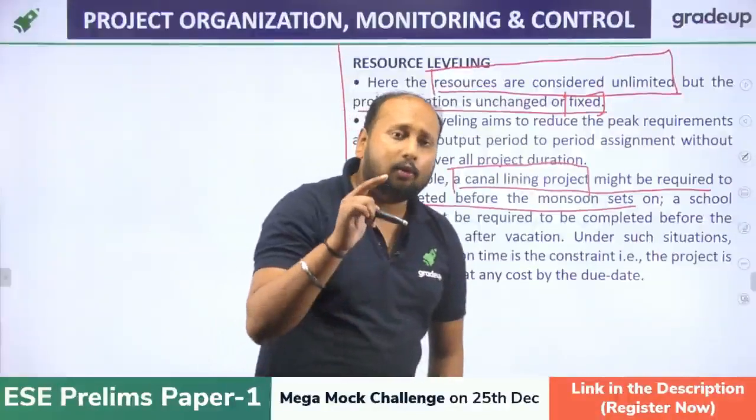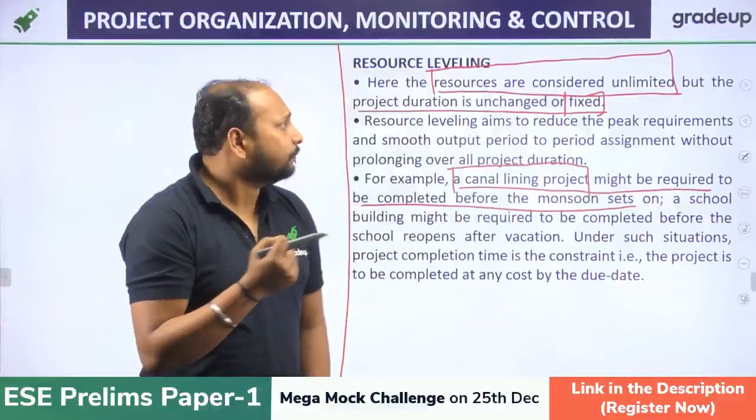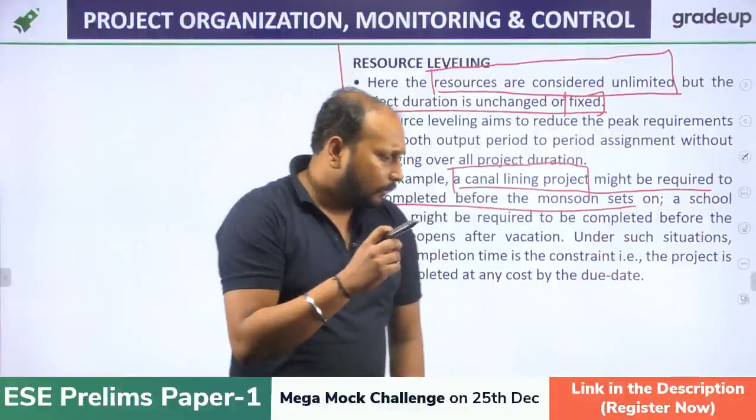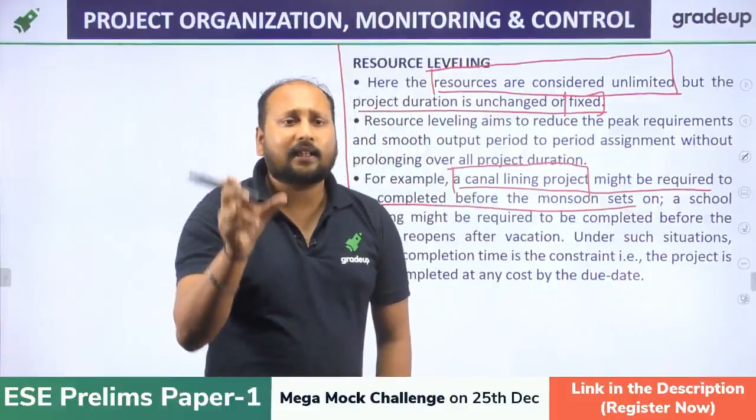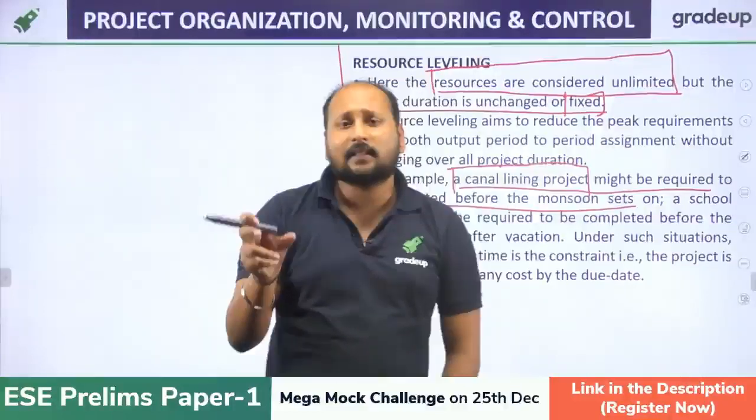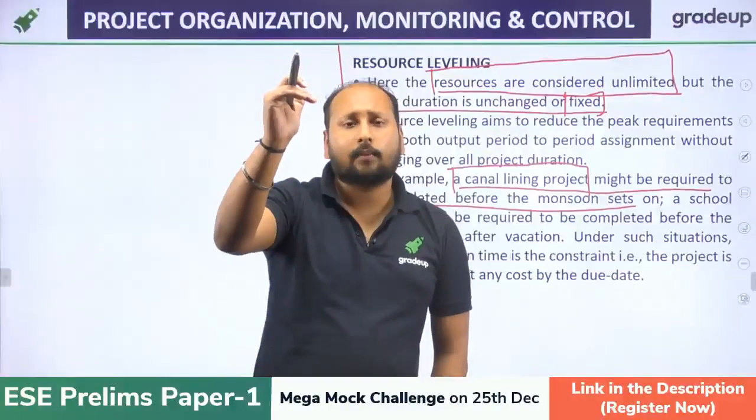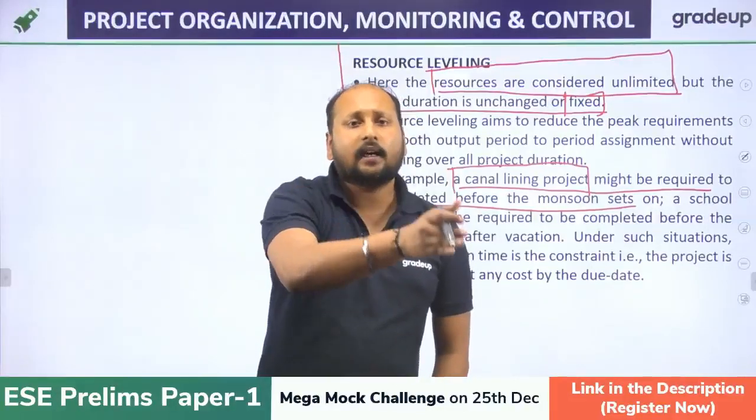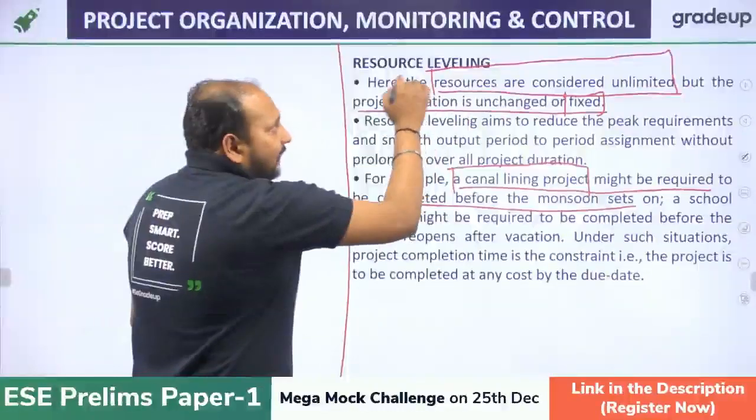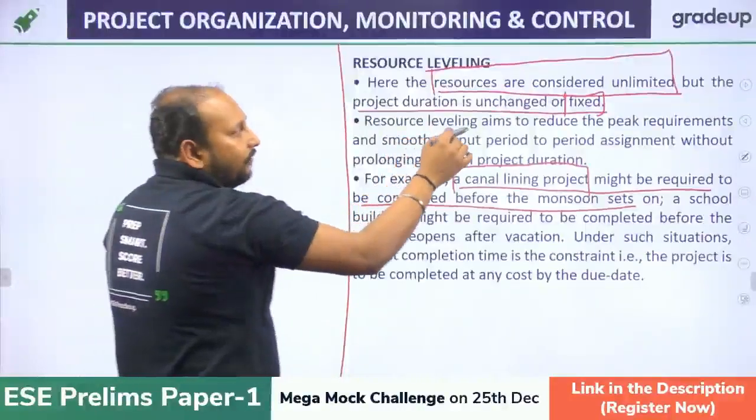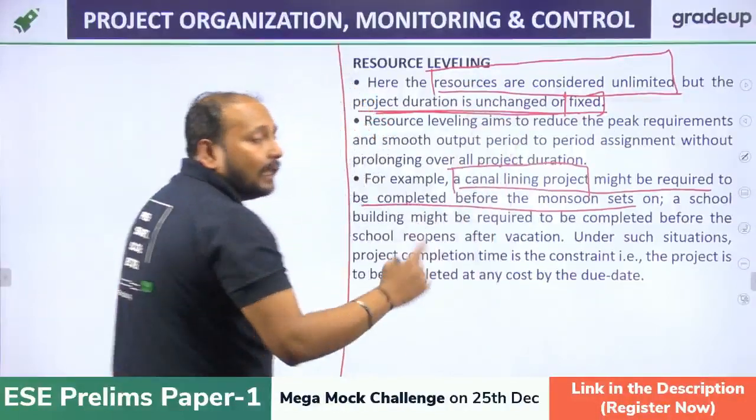This type of activity you might come across in modeling also, in PERT, CPM, like crashing. You might have heard about the term crashing of an activity. So crashing is basically what we do: we try to increase the cost of the project by decreasing the time period of the project. Similarly, this type of resource leveling is done where the project duration is fixed and the resources are considered unlimited.